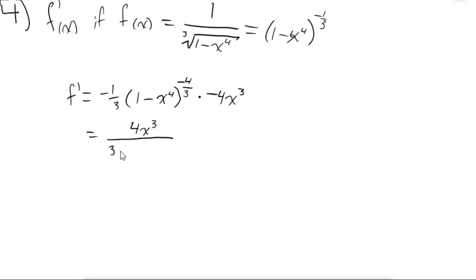which we could write as 1 minus x to the power of 4, all to the power of 4, underneath a cubed root. In the textbook, they just leave that to the power of 4/3, and that might be easier. Either way, we have here our answer.